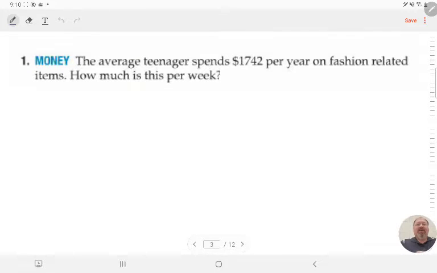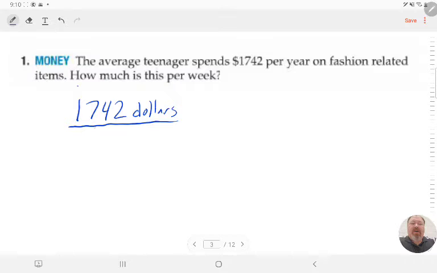All right, so let's take a look at this one. It says the average teenager spends $1,742 per year on fashion-related items. How much is this per week? All right, so we know we have $1,742 per year, so 1 year, okay? And we need to convert this to money per week.